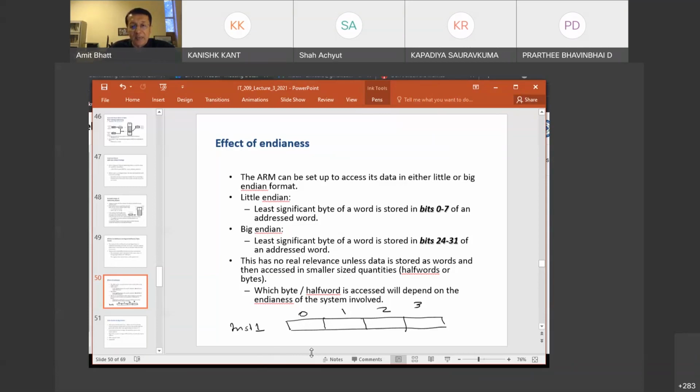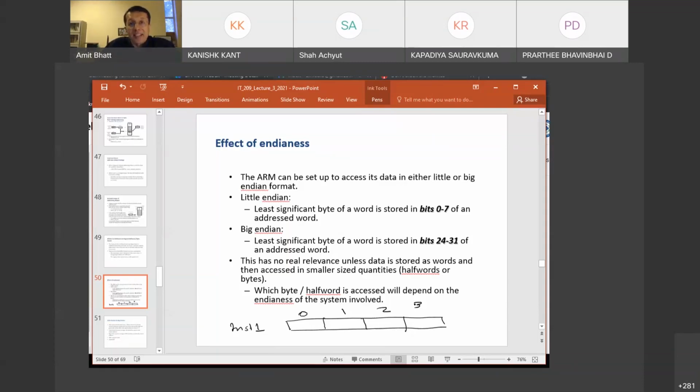But that is not the only way. Some mathematicians think the logical way of writing it is that the most significant byte should be here, then the next one and the next one, and the least significant byte should be here. So the most significant byte should correspond to the higher byte address. Both of them are correct. It depends on how you design your hardware, because there is nothing right or wrong if you design the right hardware for it. But this causes a lot of problems in communication.